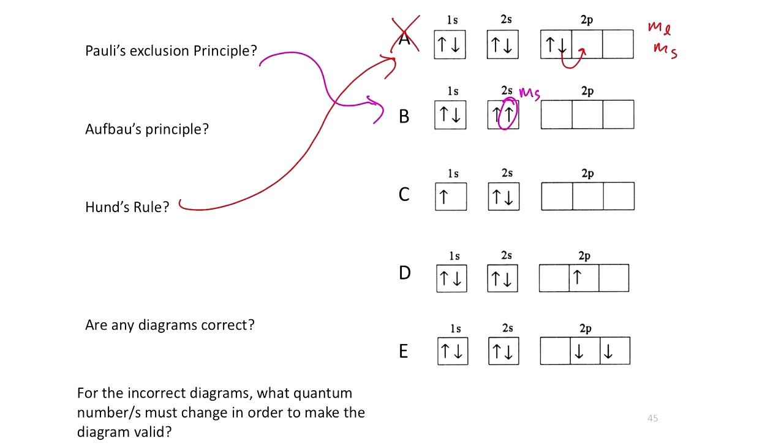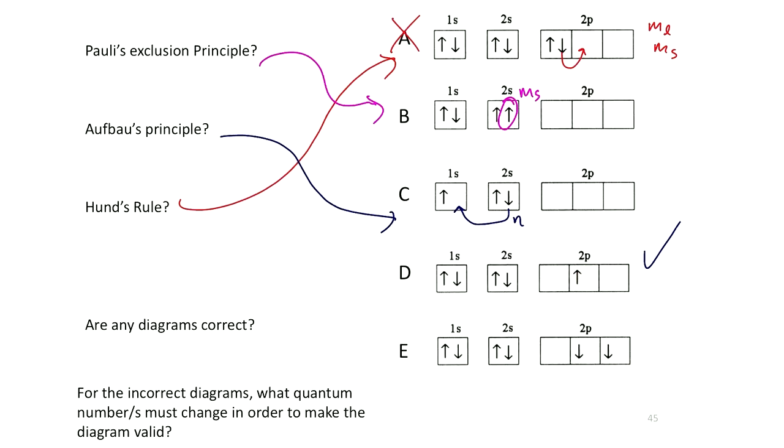All right, what about C? Is that one right? Nope. So this one violates Aufbau's principle. I want to move that electron over there because we didn't fill from the bottom up. So for this one I would change the N value to make it correct. All right, is D correct? Yes, it is. Even though the electron's in the middle, it's correct. You don't have to put electrons left to right. What element is this?